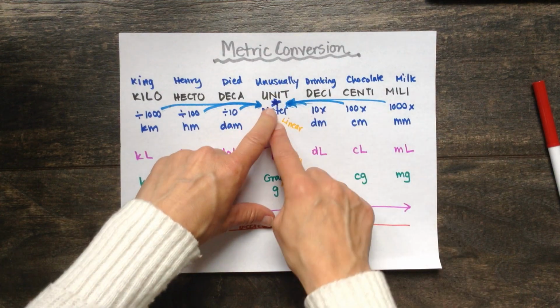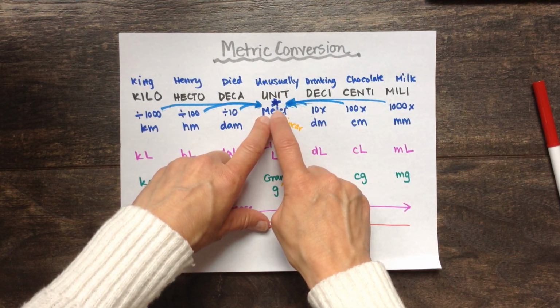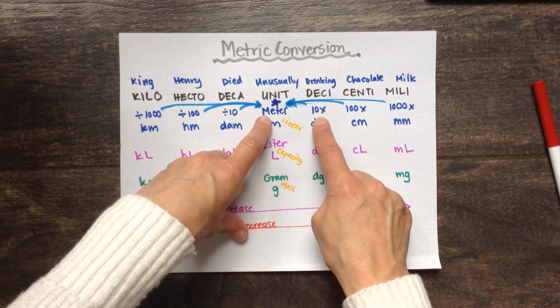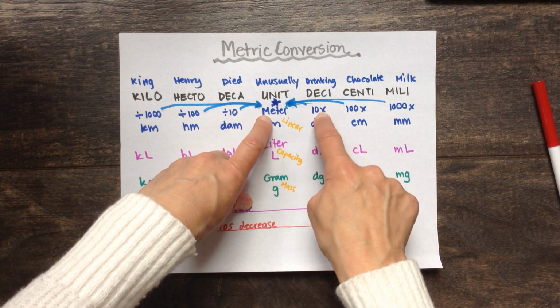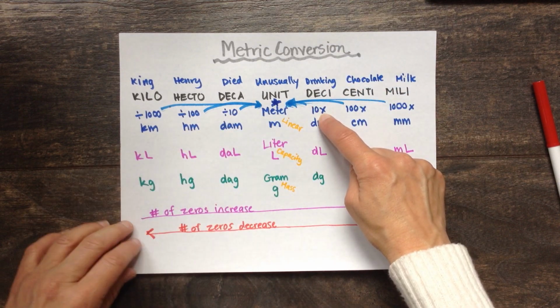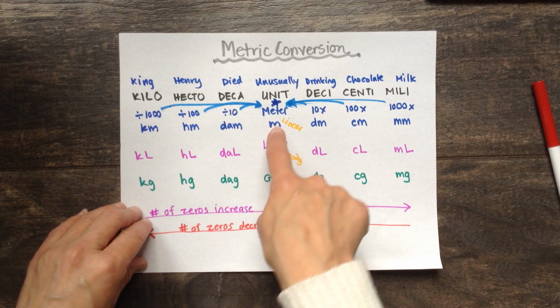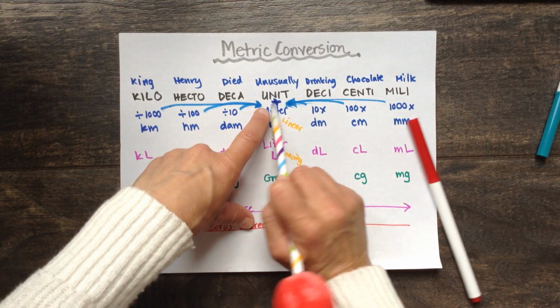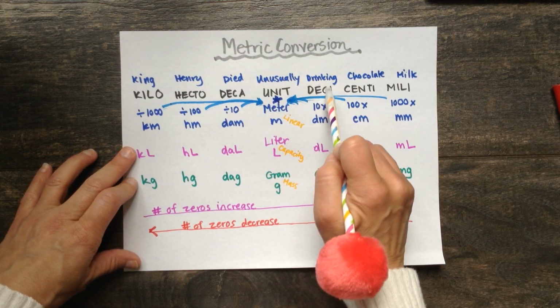So think about this. For instance, if I had 1 meter and I want to know how many decimeters that is, I'm going to do 1 times 10 and end up with 10. So 1 times 10 is 10. That means the number of zeros increases because I'm adding a 0. It really is interesting, because every single time that I bump this way, I'm adding a 0.